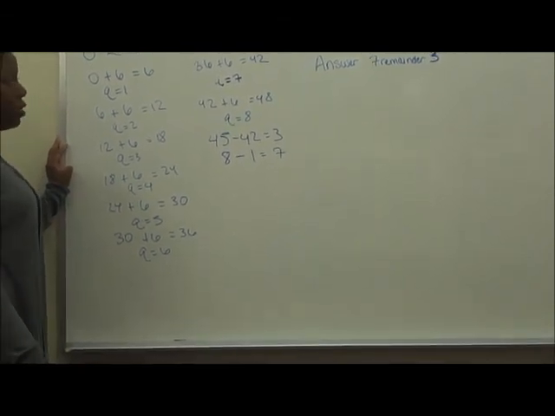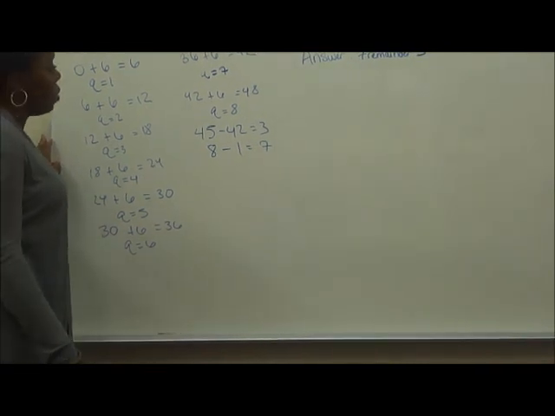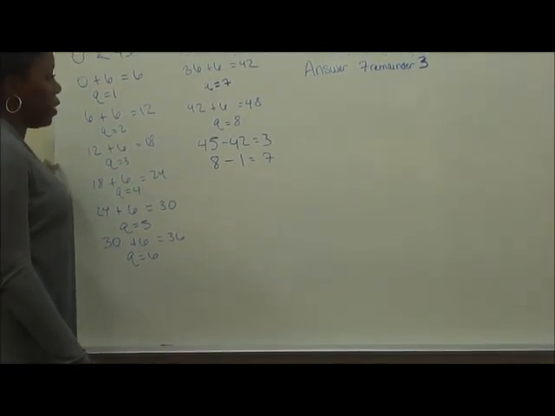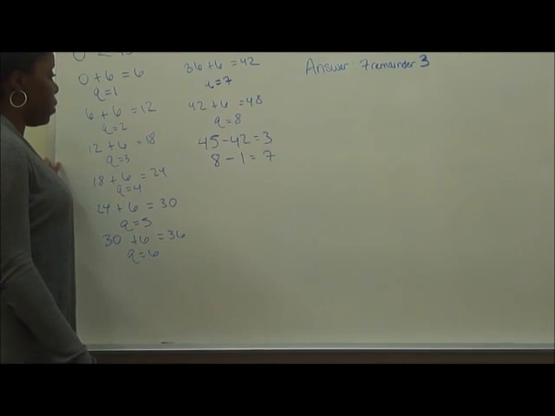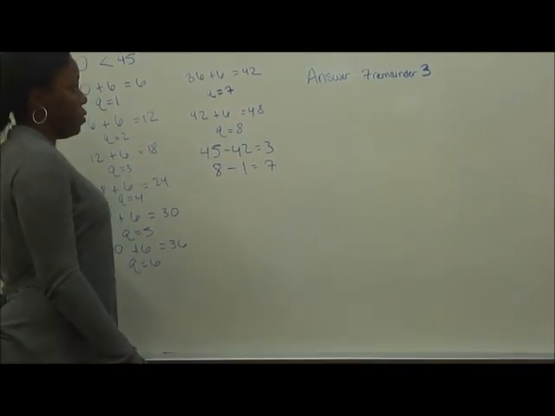Because 42 is the last number that is less than 45, we subtract 42 from 45 to get 3. And we subtract 1 from 8 to get 7, and the answer is 7 remainder 3.